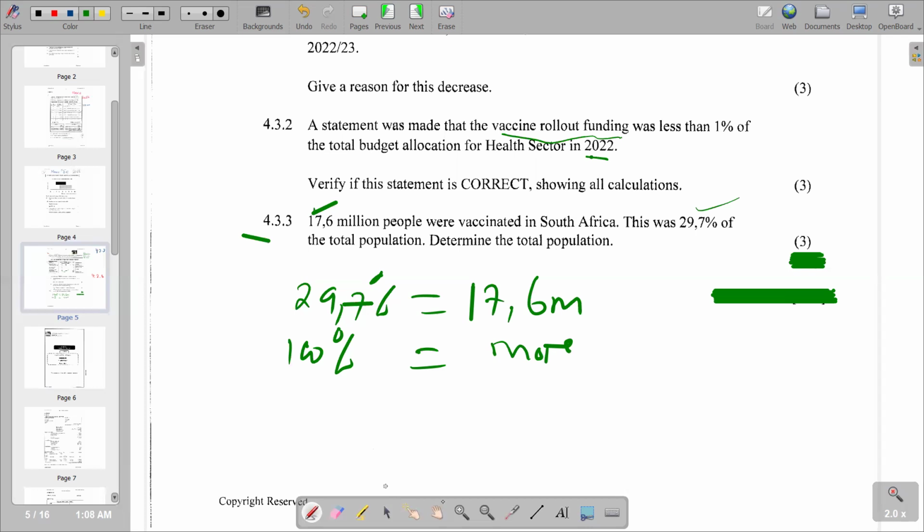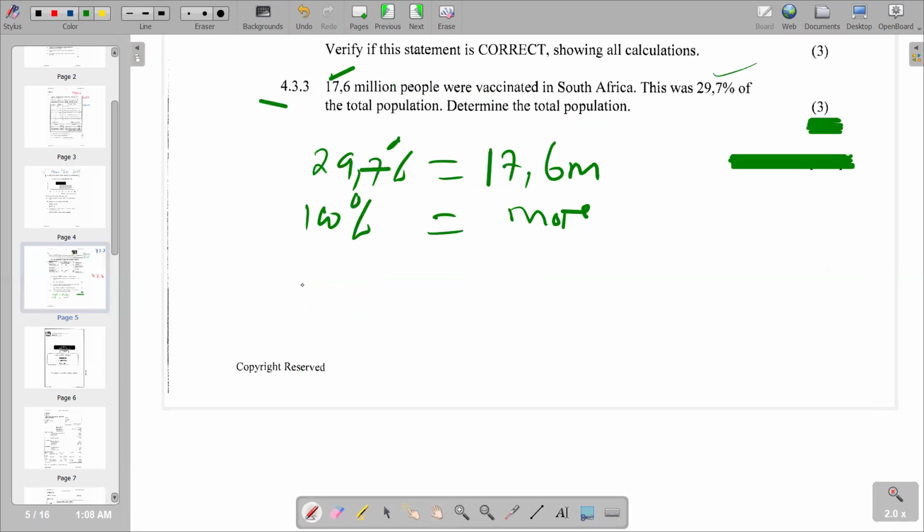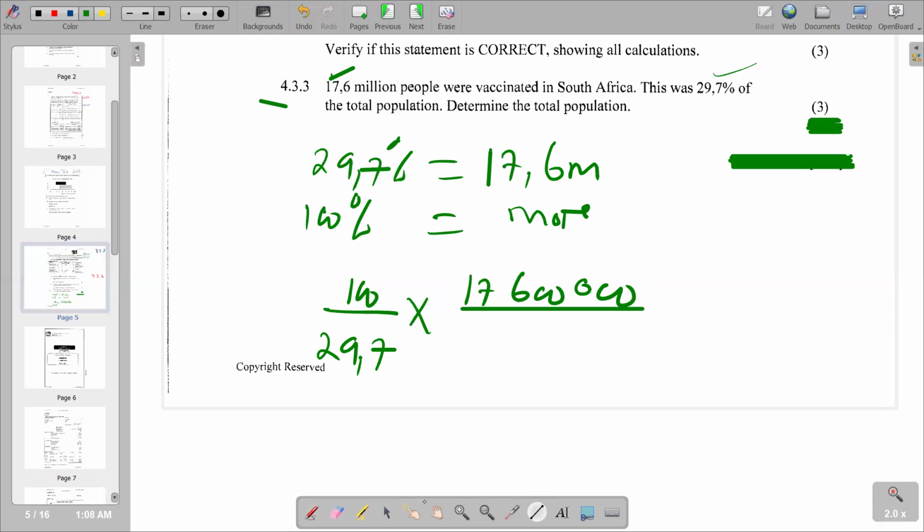So the basic proportion that we are going to apply is that the figure that you don't have becomes the numerator, which is 100, over what we have, which is 29.7, then multiplied by the given figure, which is 17.6 million, which is 17,600,000. So this is what we have, and this becomes your numerator, divided by 17,600,000 over 1.